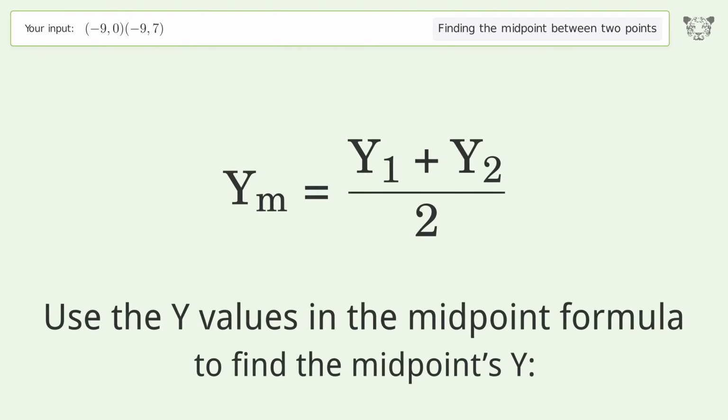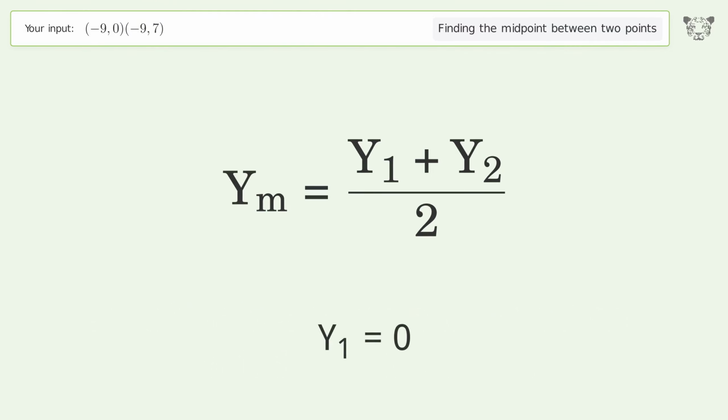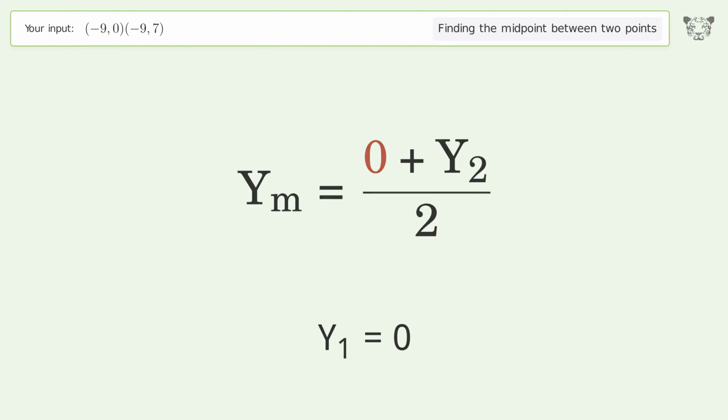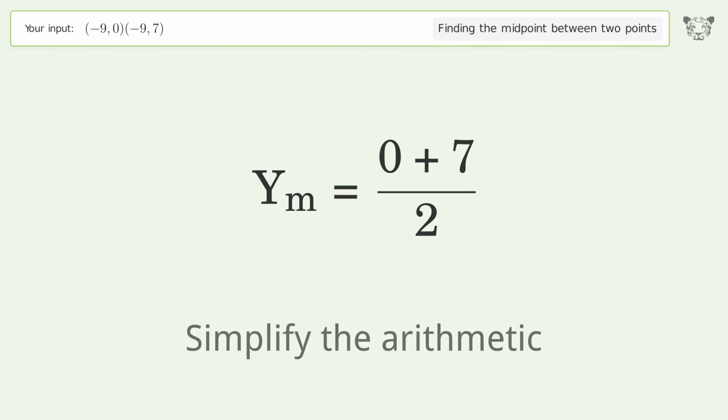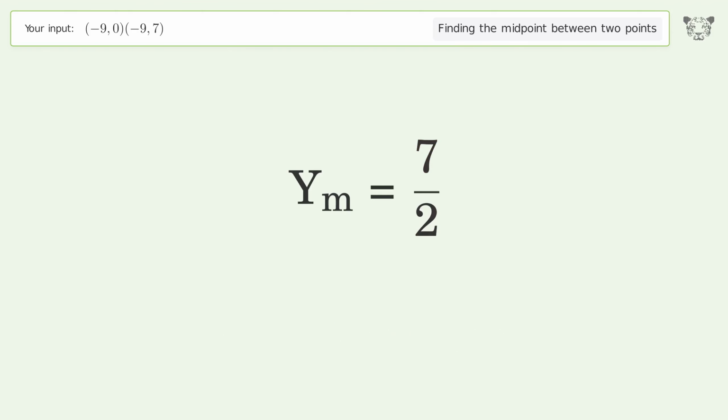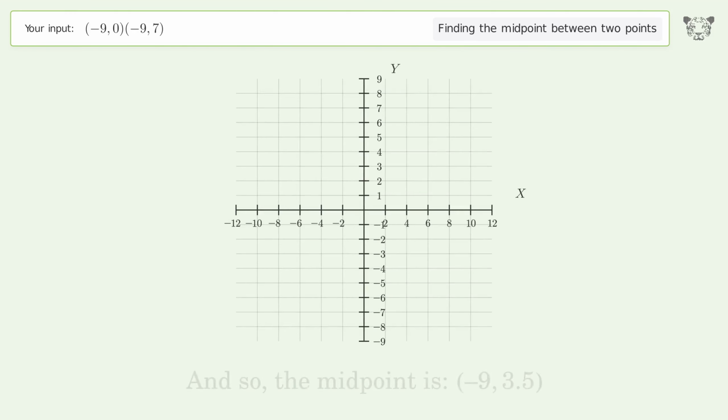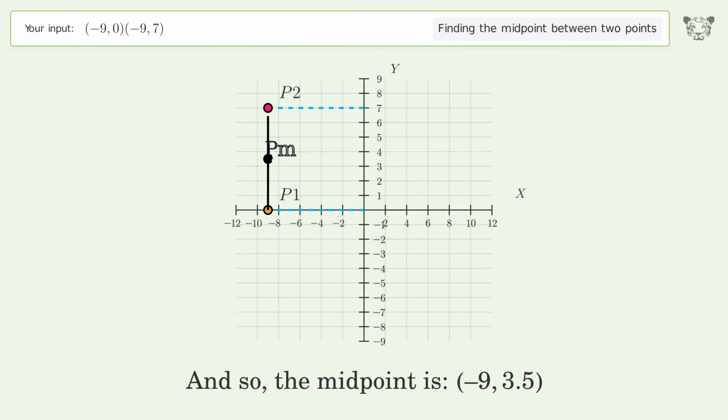Use the y values in the midpoint formula to find the midpoint's y. y1 equals 0. y2 equals 7. Simplify the arithmetic. And so, the midpoint is -9, 3.5.